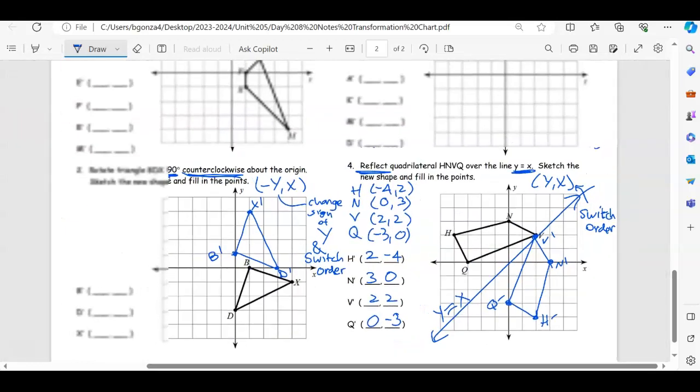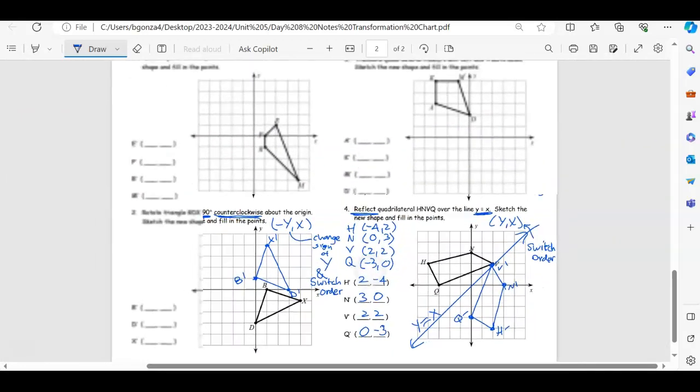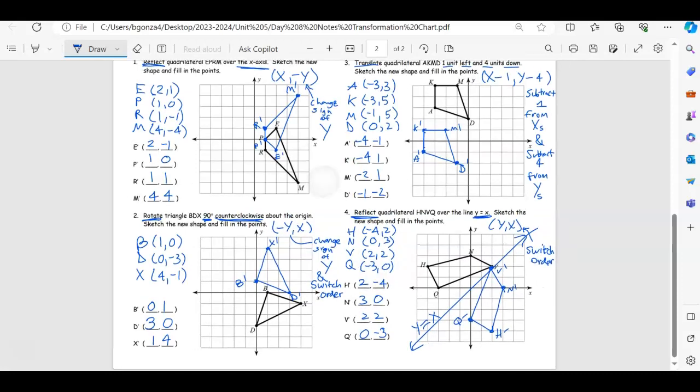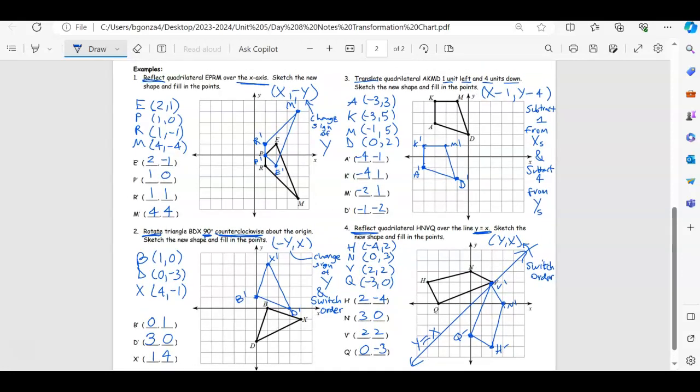I'm going to zoom out so you can see all 4 of these in case you didn't get them, okay? Make sure you have all this written down. It's up here on the board, okay?